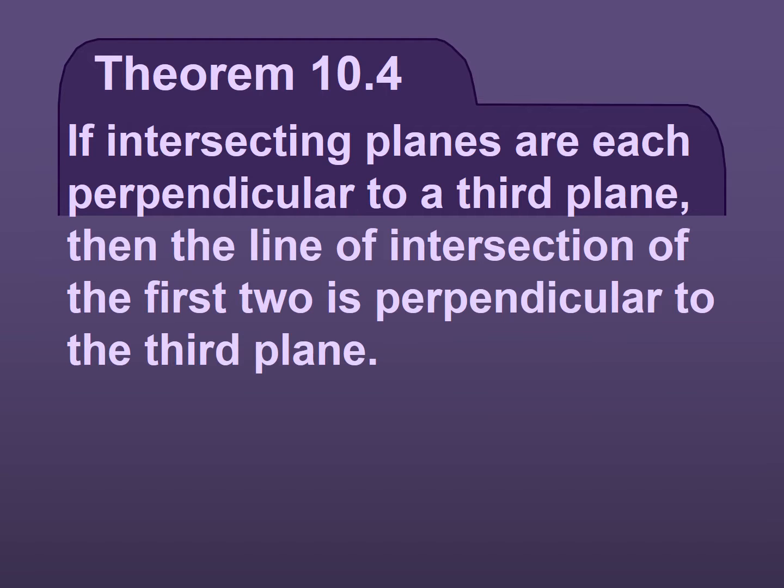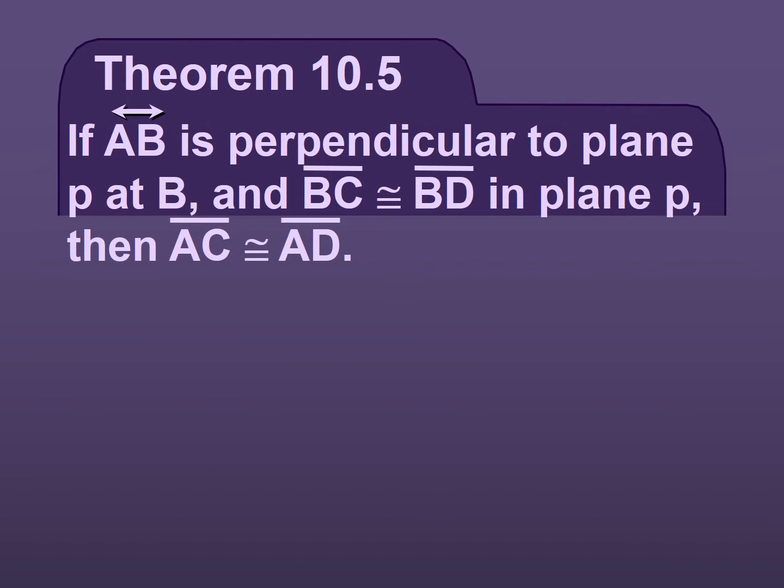Next theorem, if intersecting planes are each perpendicular to a third plane, then the line of intersection of the first two is perpendicular to the third plane. If the line AB is perpendicular to a plane P at B, and segment BC is congruent to segment BD in plane P, then AC is congruent to AD. So the measurements are going to be the same.